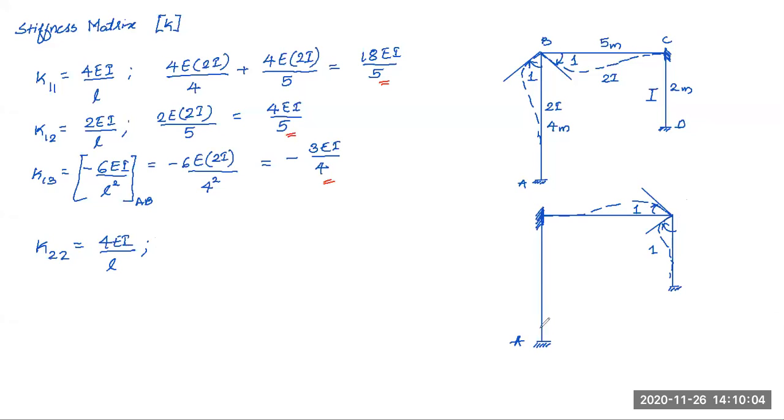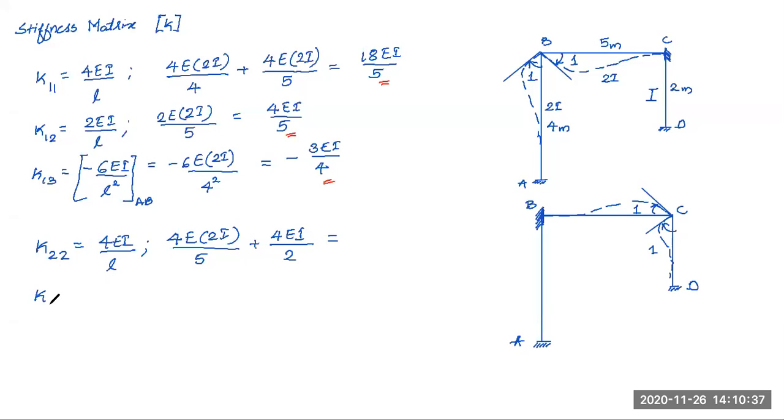Okay, so A, B, C, and D. Okay, so we have the properties here, same are there. So for CB, 4E into 2I divided by 5 plus for CD it is 4E into I. Okay, moment of inertia is I here for CD divided by 2. Okay, so this is 1. Next, we have already calculated K12. It is not required to calculate K21.